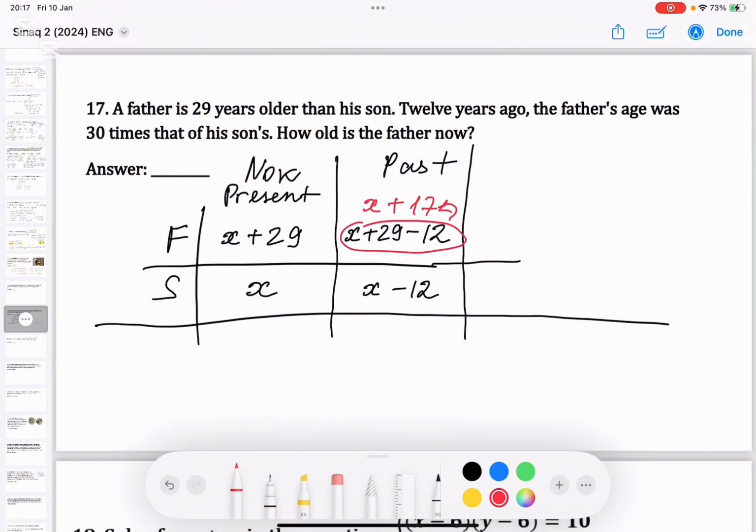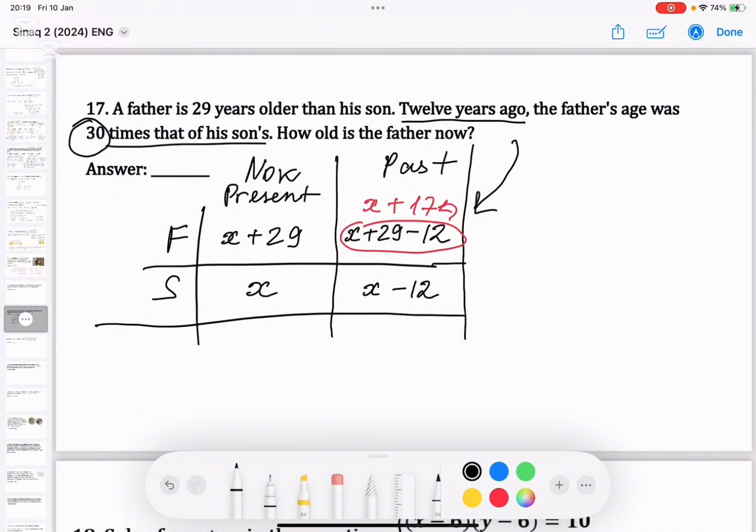We have no information about the future, so I'm not going to create yet another column for the future. So first you're creating those columns about their ages in the present, in the past, and in the future if we have information given. And only after that do you apply the given conditions.